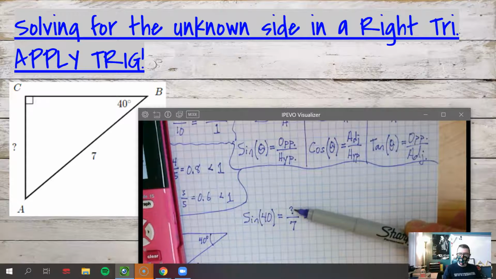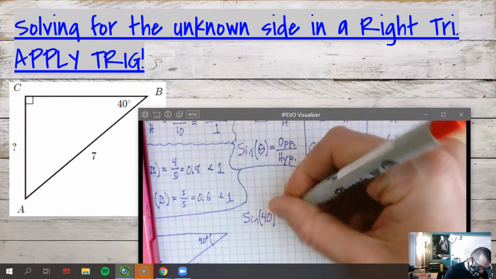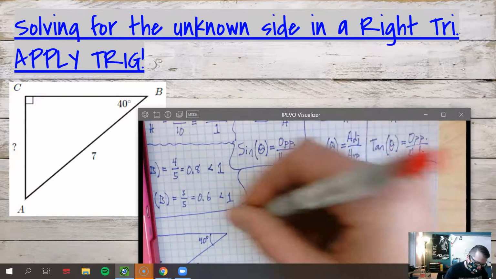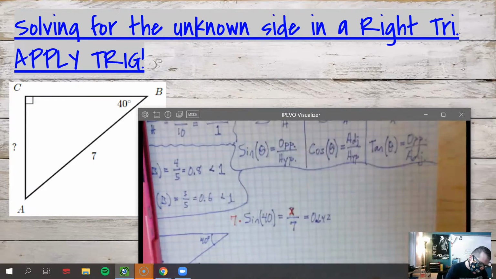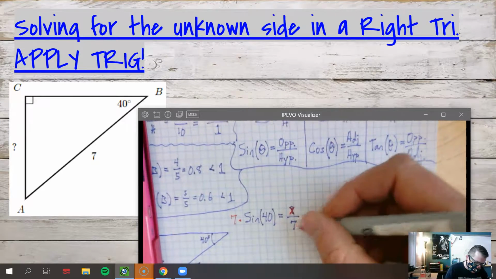Multiply everything by 7. So when we want to isolate the opposite, right, we'll call this x, we can just multiply by 7. And literally the whole thing is multiplying by 7, so this wipes out.